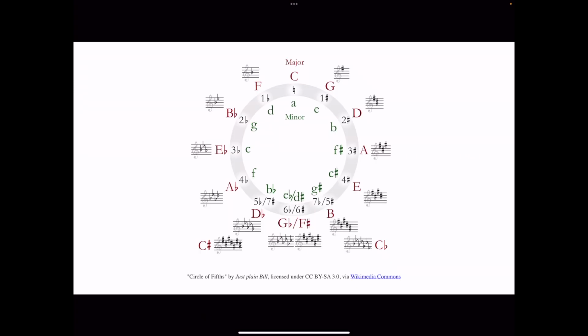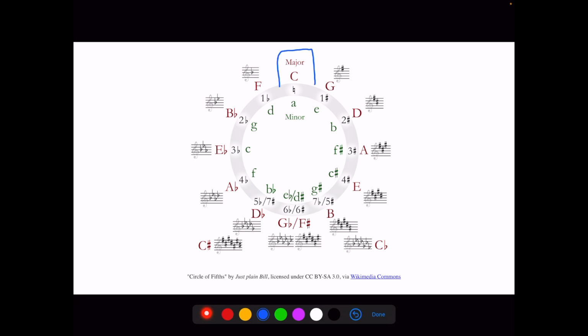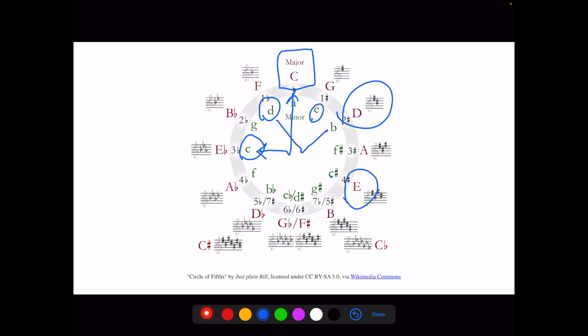All right, so here is the circle of fifths again. So let's look at this. We have C major and C minor here. I don't know what you would call this relation. I don't know, you come up with something. So if you take D major, D minor is here. And then if you take E major, E minor is here.